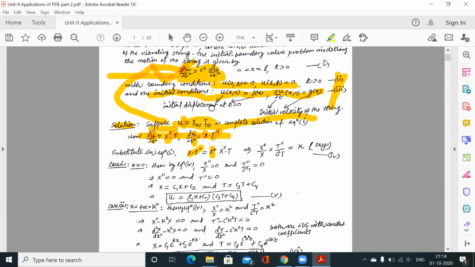C square is c square. Next, this is del 2u del x square, so this is x double dash t. Now what we have to do? We have to separate the variables. So this is the procedure. We have to separate the variables.